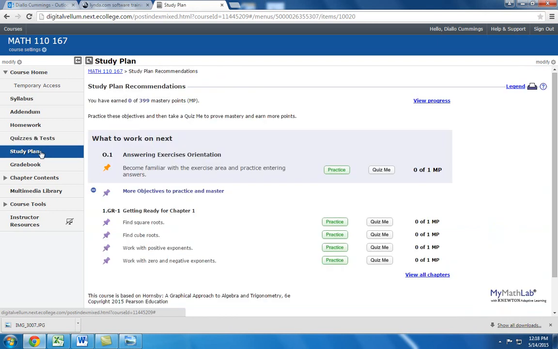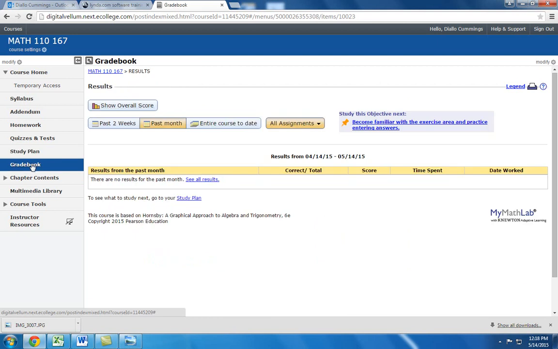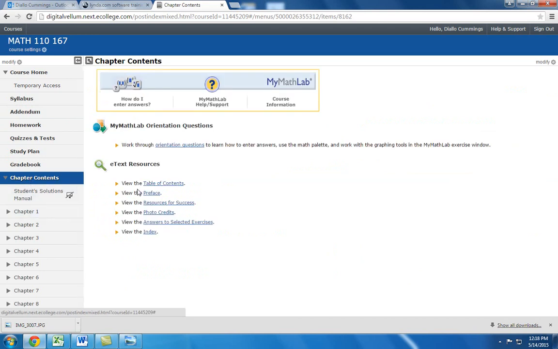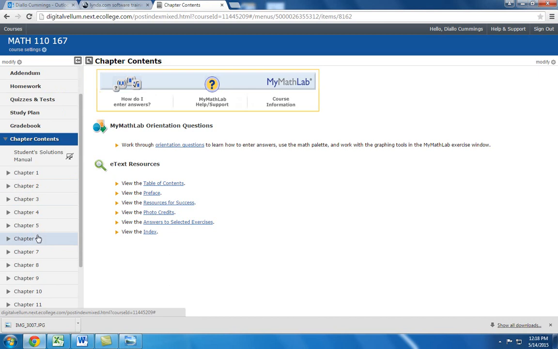There's also a study plan section. The study plan is generated on your first quiz attempt. Once you take your first quiz attempt, the problems that you miss will generate a study plan for you. Next, there's a Gradebook tab, and in the Gradebook tab you can keep track of your overall score in the course. Next, there's a Course Contents tab, and in the Course Contents tab you can find the textbook online.